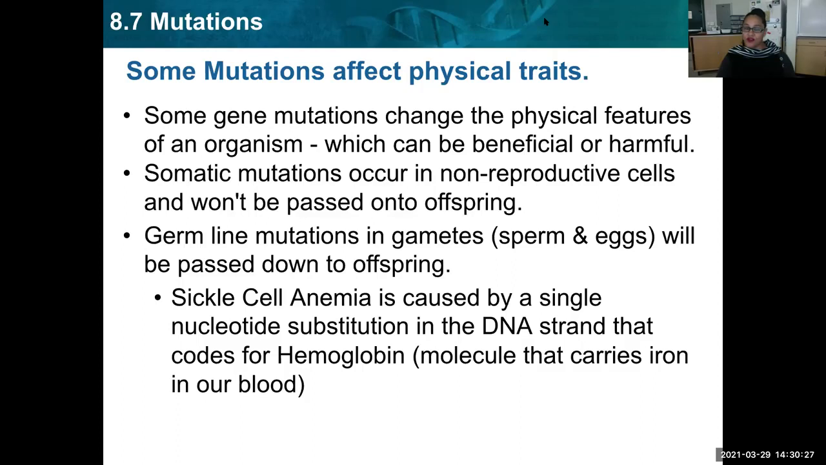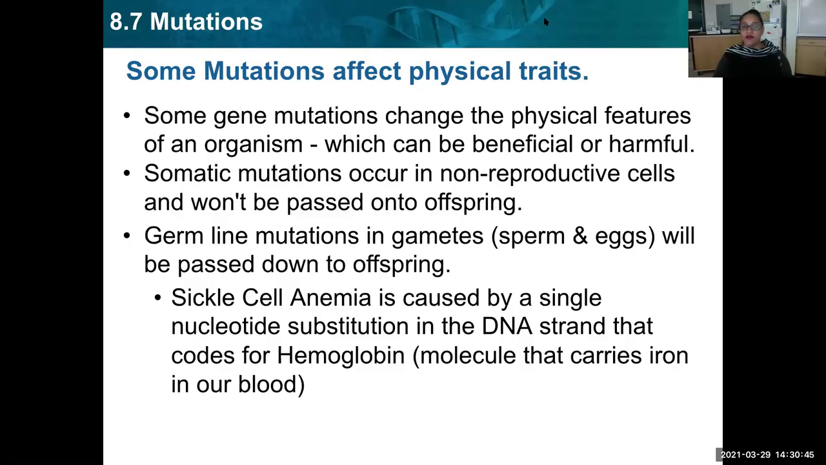Somatic mutations occur in non-reproductive cells and won't be passed to offspring. But germline mutations, remember we called our germ cells, the gametes, sperm, egg, germ cells, they all mean the same thing. Germline mutations in the sperm and eggs will get passed on to offspring.